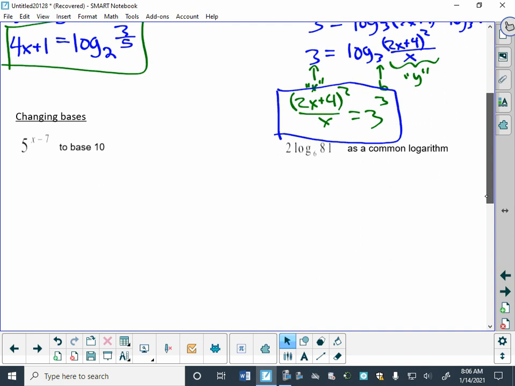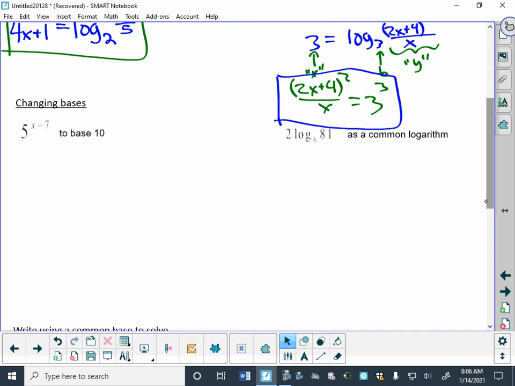All right, changing bases. Okay. This one takes a little bit of extra thought here. So we've got a 5 to the x minus 7, but what if we wanted to write this as a power of 10? Okay. Well, the tricky part here, and I'm just going to kind of cut to the chase.